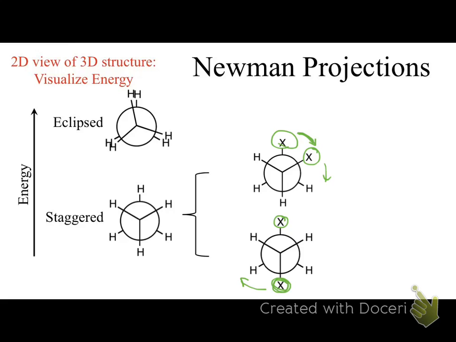Because these are fairly common, these get their own names. You get gauche, you get anti as far as the names go. Okay? Kind of makes sense so far?